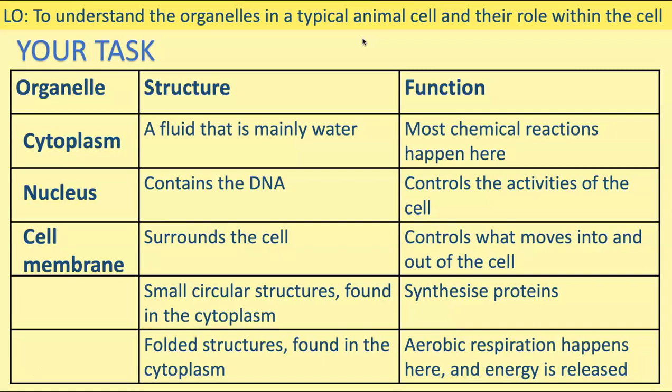The fourth one are small circular structures found in the cytoplasm, and they synthesize proteins. They are the ribosomes. The final one are folded structures. They're also found in the cytoplasm. Aerobic respiration happens here and energy is released, so we know that that's the mitochondria.